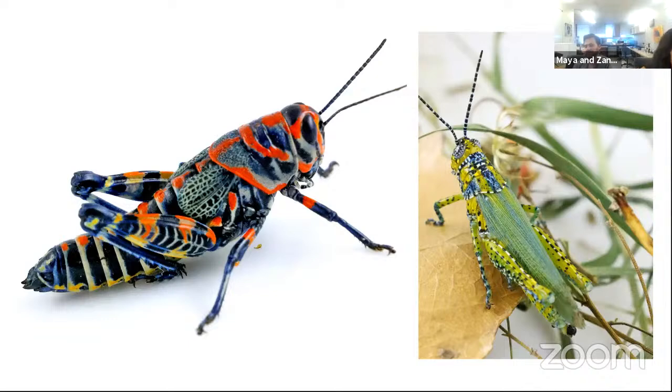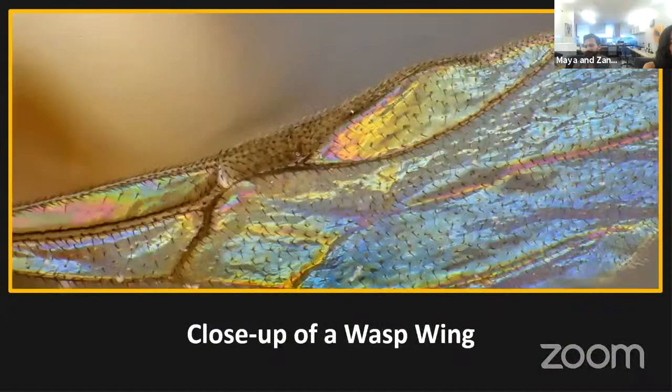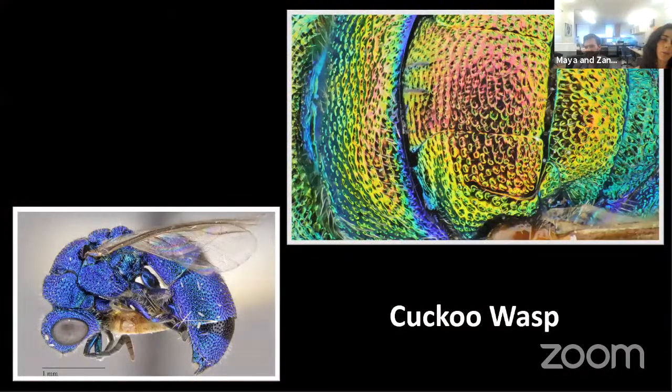Another image taken on our system here is of this wasp wing. You can see the hair follicles here. You can see so much detail. So I found it fascinating and beautiful. And the wasp also always has these crazy iridescent colors.